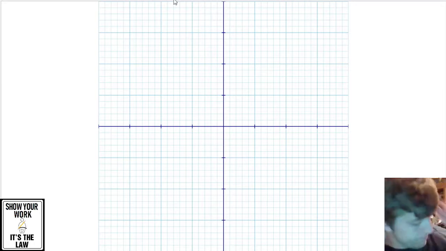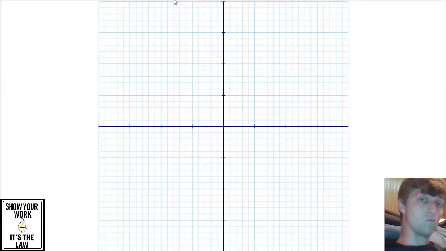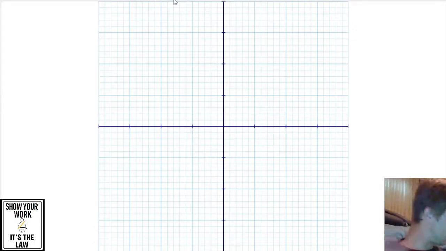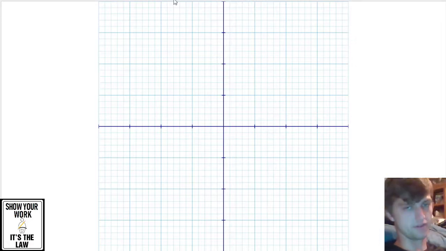So write down what I'm about to say in your notes. Two lines are parallel if they have the same slope. If we have two equations and they have the same slope, before we even graph it, we know that they're going to be parallel. If we have two equations and they have different slopes, we know before even graphing it, they're not going to be parallel.